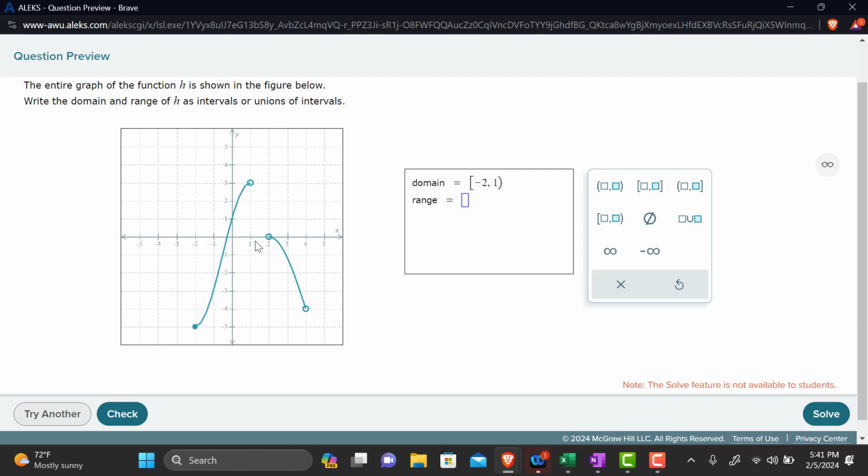Now, there's nothing here between 1 and 2, so I have to skip over that area using a union. And once I've skipped over that area, my next x value is this +2. Again, it's an open dot, so it gets a parenthesis. And I'm going to keep going until I stop at 4, which is also an open dot, so it also gets a parenthesis. So open dots, parentheses; closed dots, brackets. Domain, we're looking at the x values; range, we're looking at the y values.